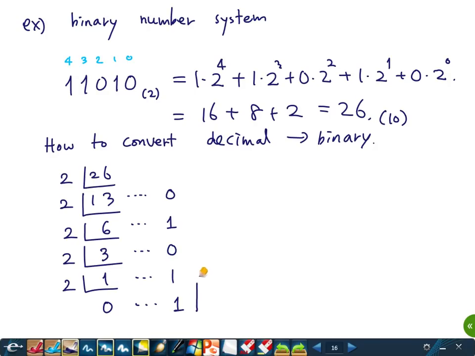Now you just read this backwards like this. So 1, 1, 0, 1, 0, which is the original one. Okay? This is how we convert decimal expression into binary. But this is not just for binary, it works for anything. So let's do this with decimal to octal expression.